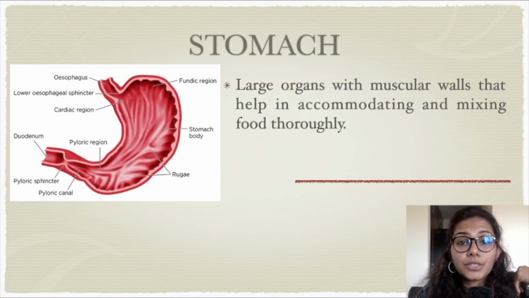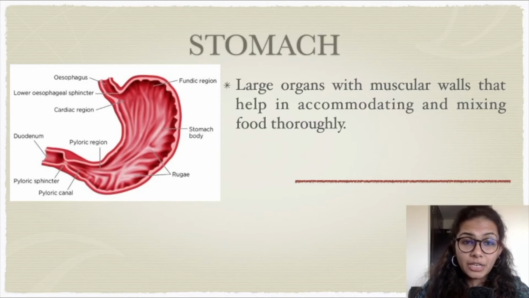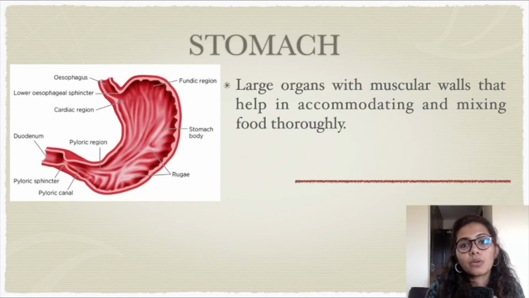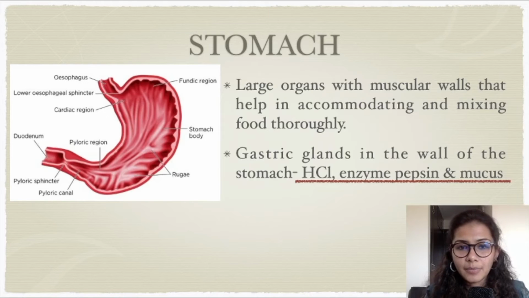Right? What are the functions of the stomach? So what is the stomach? It's a large organ with muscular walls that help in accommodating and mixing food thoroughly. Because it has muscular walls, it can contract or expand according to the food, so it can help accommodate it. It also helps in mixing the food thoroughly, and some digestion happens here as well. So how does digestion happen inside the stomach?